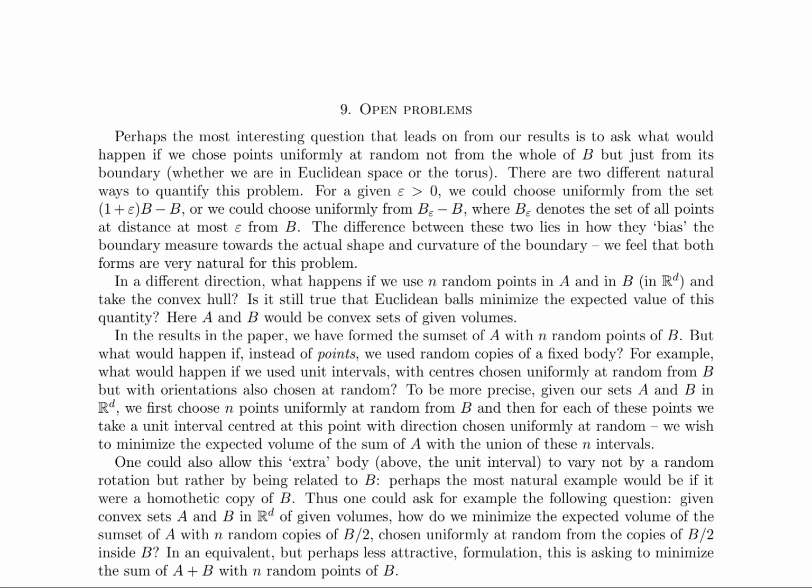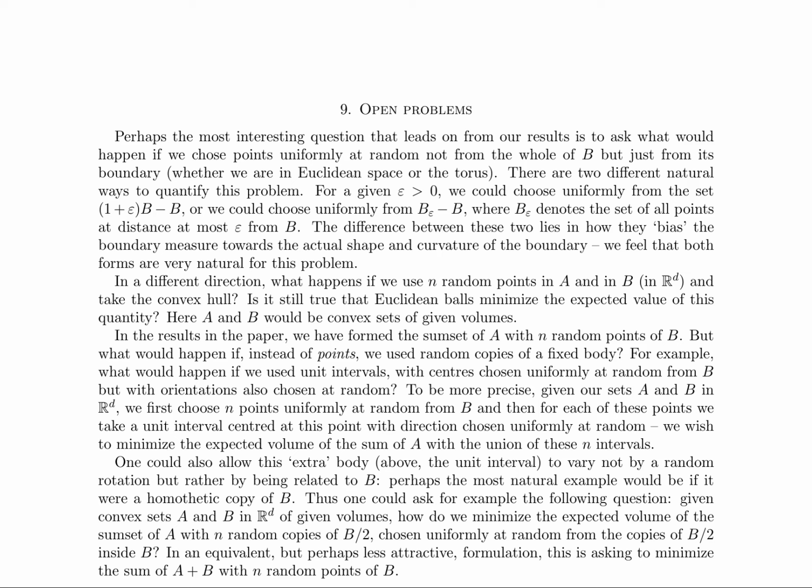The authors of this research paper pose several open problems that arise from their investigation. One such problem involves selecting points uniformly at random from the boundary of a set B, rather than the entire set, and examining the resulting sumset. This problem can be quantified in two natural ways: either by choosing from the set of points at a distance of at most epsilon from B, or from the set of points between the 1 plus epsilon dilated and epsilon eroded versions of B. These approaches exhibit different biases towards the shape and curvature of the boundary.